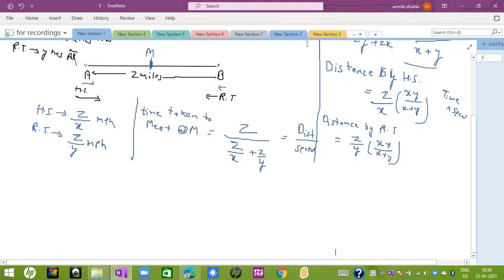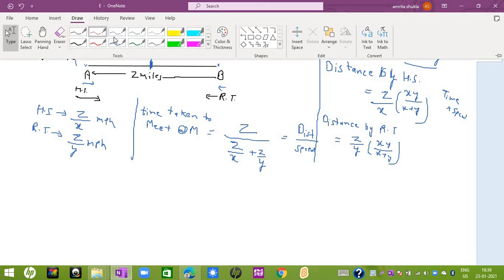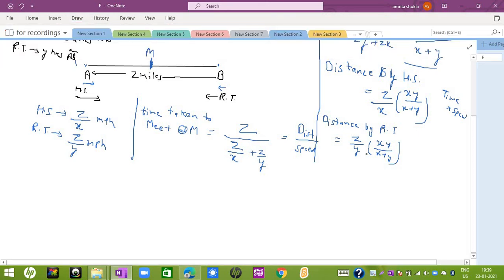Now what is asked in the question? You are asked the difference between these two. So what is going to be the difference? Clearly the distance traveled by the high speed train is more than the distance traveled by the regular train. So this is going to be z by x into xy by x plus y, minus z by y into xy by x plus y. Now I can take this xy by x plus y as common, so it is going to stay the same.